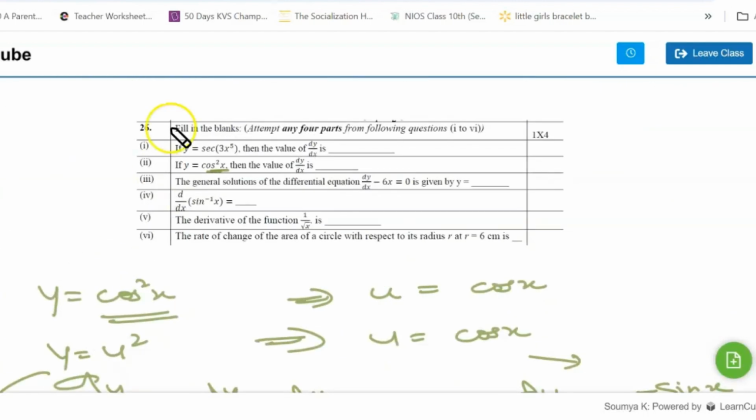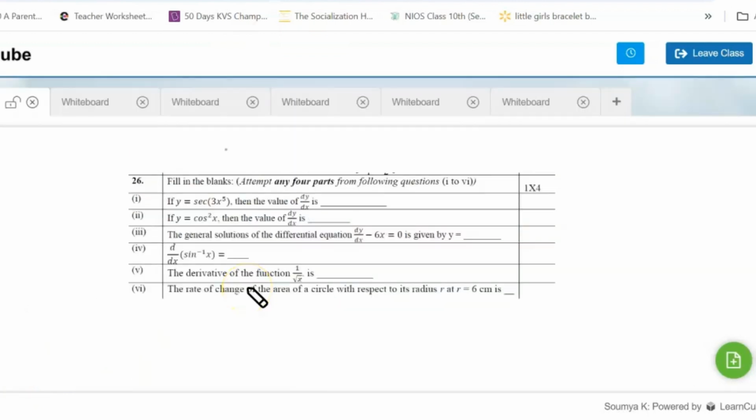Second one. Next one is, if you see this one, the general solution is being asked. Already the differential is given. You have to find the original function y. In that case, you can integrate this one. So the integral of dy by dx minus 6x, that is equal to 0.